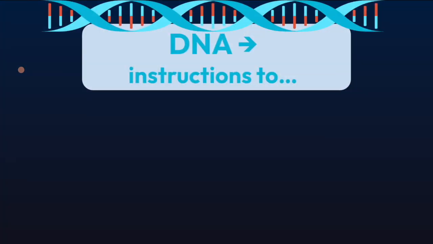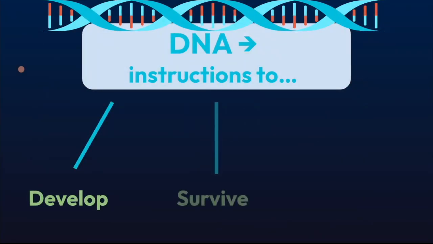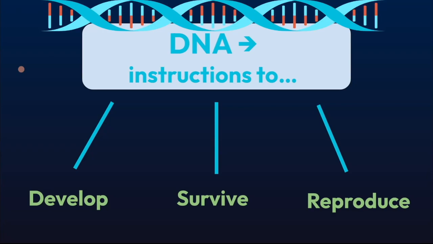It contains the instructions necessary for an organism to develop, survive, and reproduce. It determines if your hair is black or brown, if a fruit fly has vestigial or wild-type wings, and if a flower is yellow or blue. These traits, also known as phenotypes, are expressed through a process called protein synthesis.